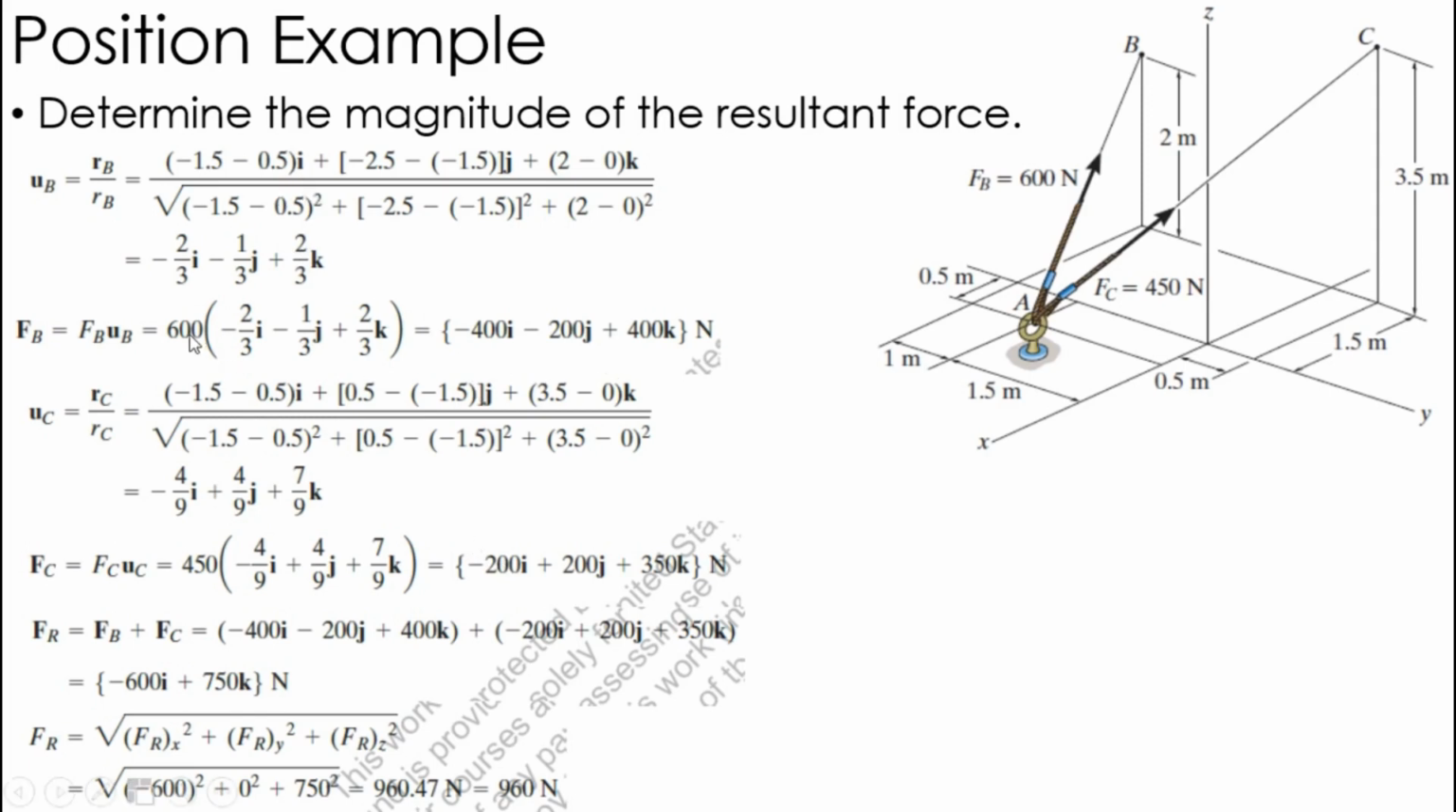To write those forces again, it's just the magnitude of the force times the unit vector, which is the position vector divided by its magnitude.